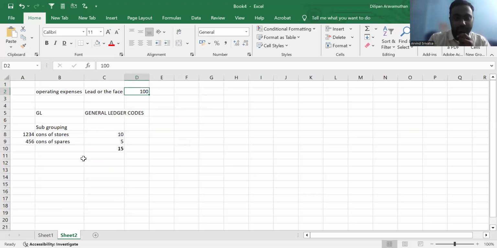So guys, very simple. You've got your subgrouping at the lowest level, which consists of your GL codes. Let's say you have repairs and maintenance: you'll have a GL code for repairs and maintenance building, a GL code for repairs and maintenance plant and machinery, a GL code separately for maintenance, and maybe a GL code for repairs and maintenance others. You aggregate all of this, you sum up all of this, and you get the total repairs and maintenance, or the total consumption of stores and spares and consumables, as the case may be.